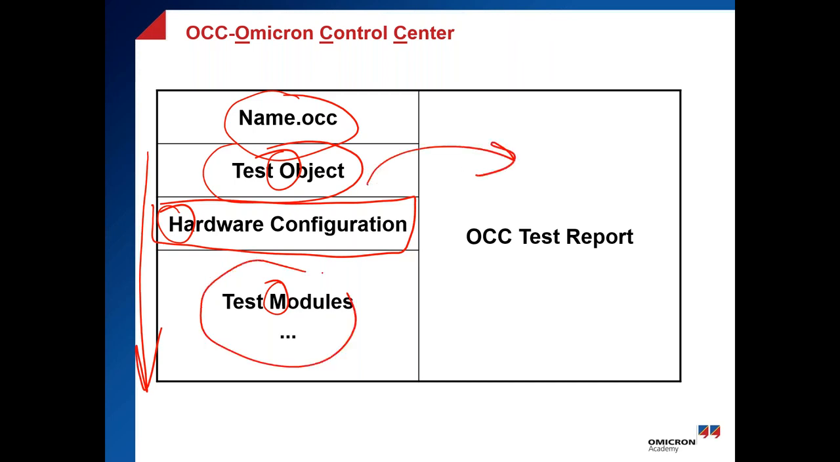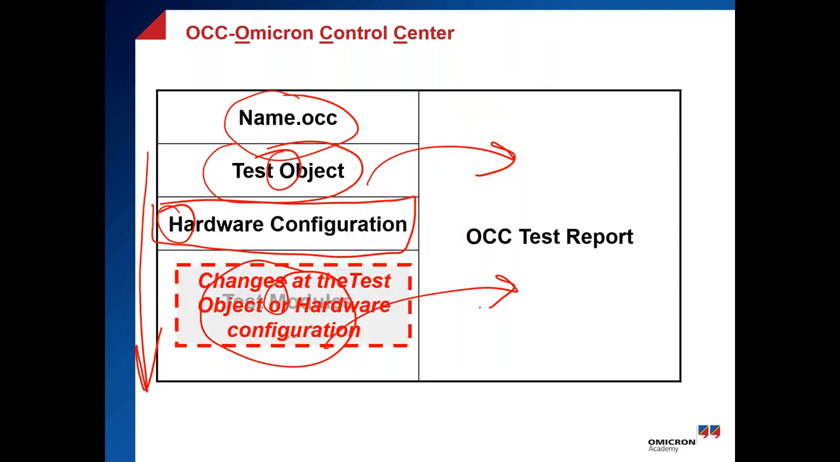Whatever the test module reports will be copied in the OCC test report. This is the structure of the Omicron Control Center, the OCC file. You can name it, give a test object, and give the hardware configuration, the binary input as Ibrahim showed us. We will have both cases: wet binary input, and wet and dry binary input. Then you can name the test module as you want. RAM backup is the same, if you can understand it, or if it is easy for you to use in the future.